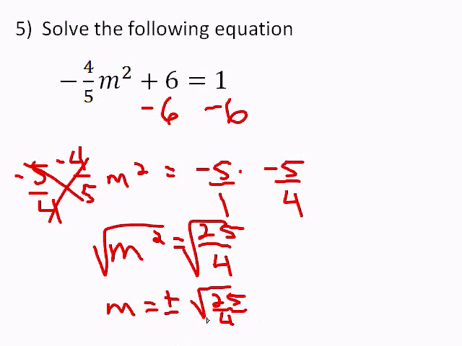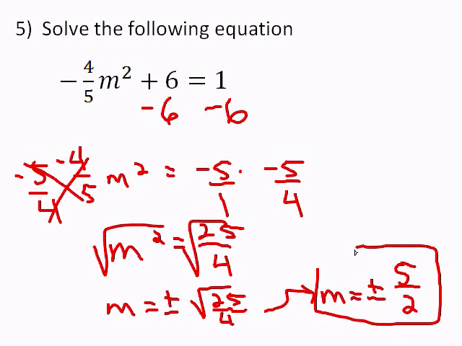Here's the reason I chose this problem to give you. We can simplify the square root of 25 over 4. Since 25 and 4 have square roots, we have to simplify our final answer as m is equal to plus or minus. The square root of 25 is 5. The square root of 4 is 2. So there is our final answer. m is equal to plus or minus 5 over 2.